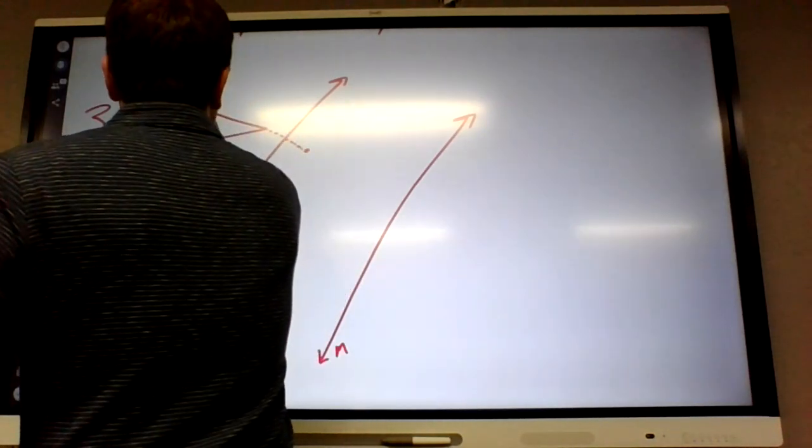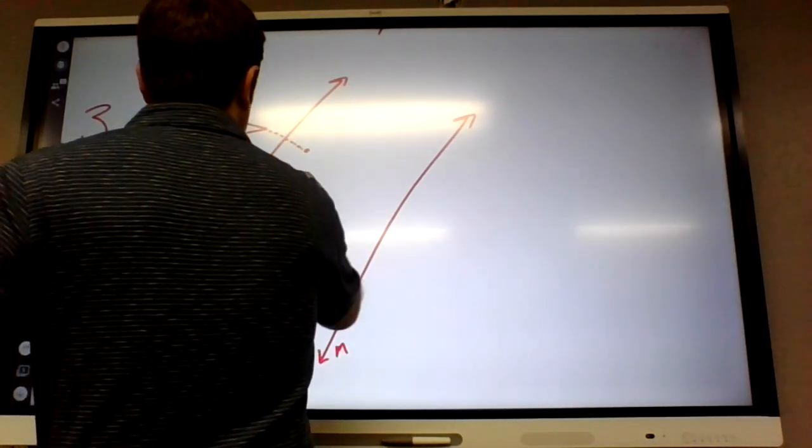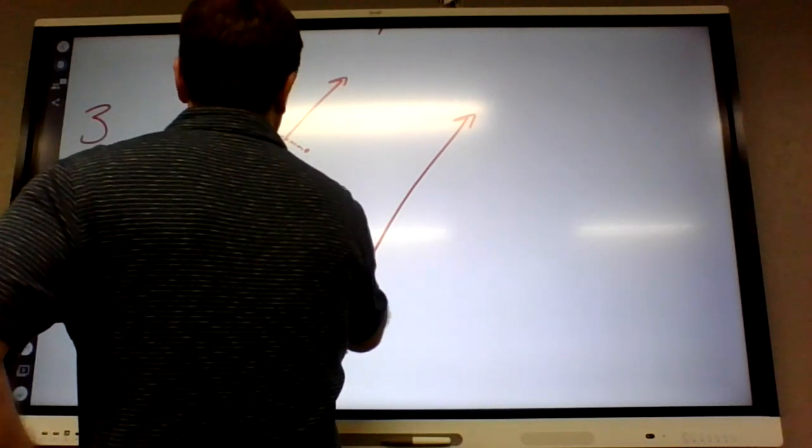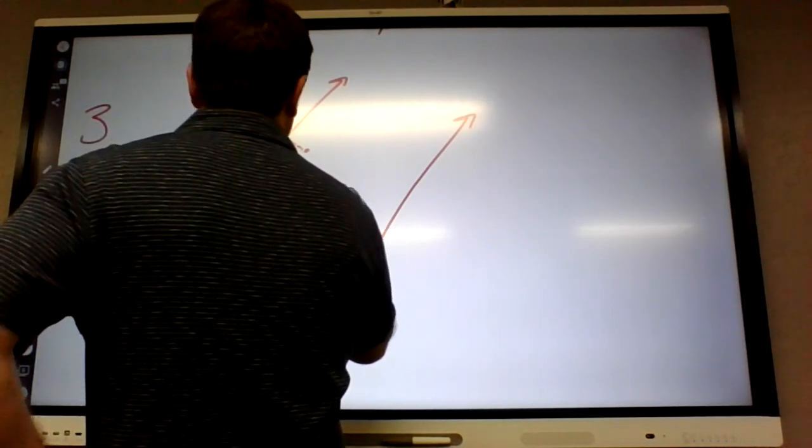So I'm just reflecting the vertices, and then I'm going to connect the dots here. That looks about right to me.